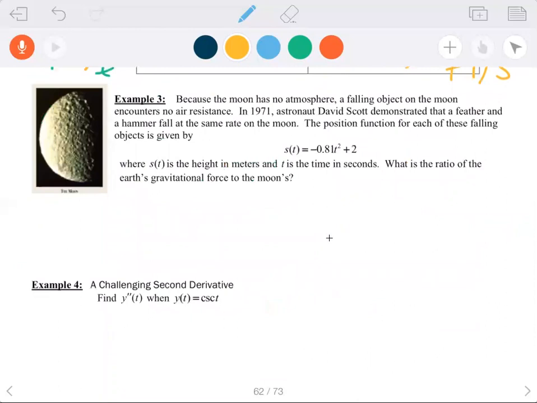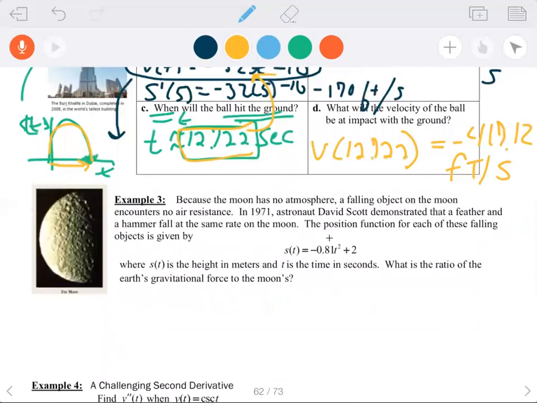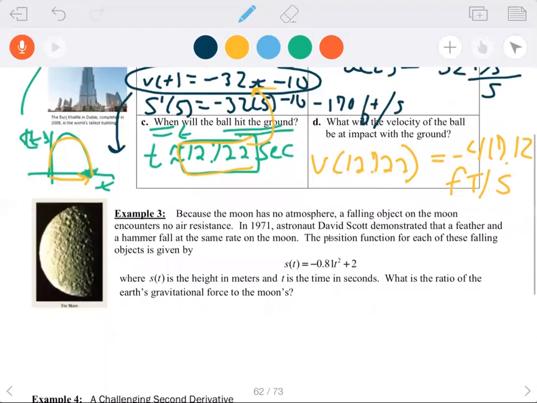So next one up is about the moon. Because the moon has no atmosphere, a falling object on the moon encounters no air resistance. In 1971, astronaut David Scott demonstrated that a feather and a hammer fall at the same rate on the moon. That's interesting. The position function for each of these following objects is given by. So this is the position of the hammer and the position of the feather, where s of t is height in meters and t is time in seconds.